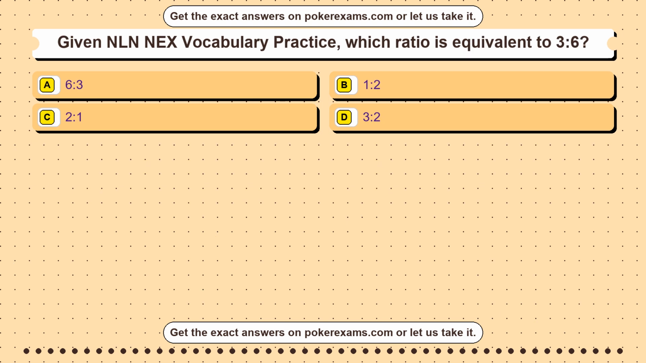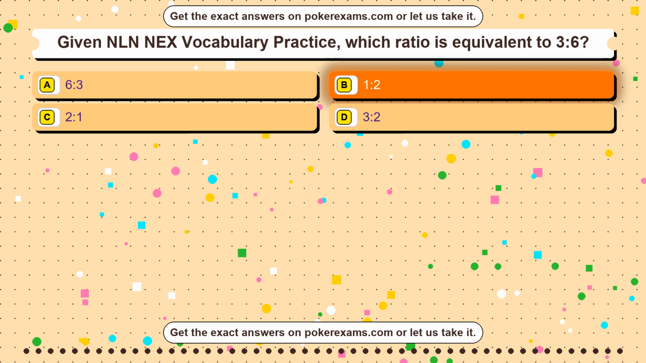Question 28. Given GED test prep, which word signals contrast? Option A, first. Option B, however. Option C, because. Option D, also. The correct answer is option B.